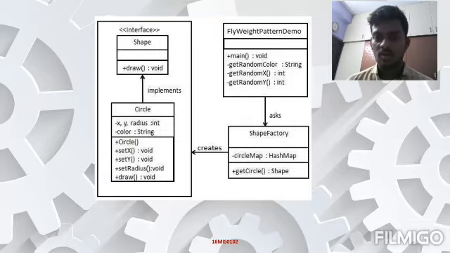Flyweight pattern demo: a shape factory creates a circle. Circle has x, y, radius, and shape. Circle implements shape.